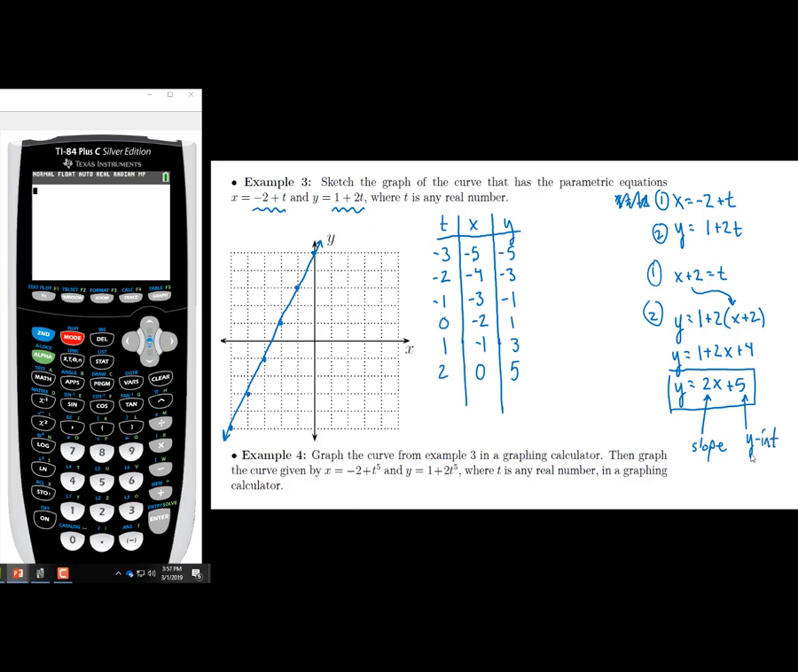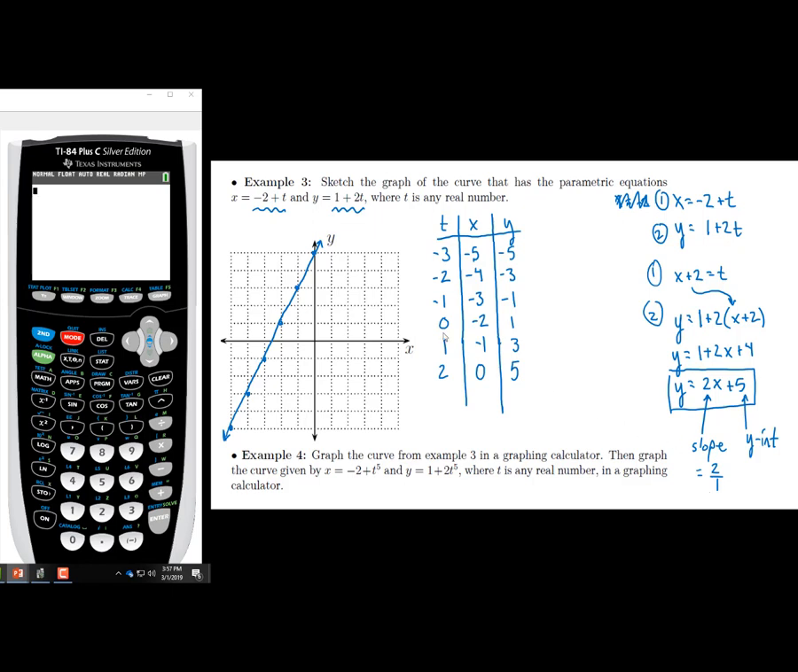So I want to pay particular attention to the slope. My slope is 2, and I can confirm that over here. I go up 2 over 1, up 2 over 1, right? So the slope is really 2 over 1, which gives you the rise over the run.